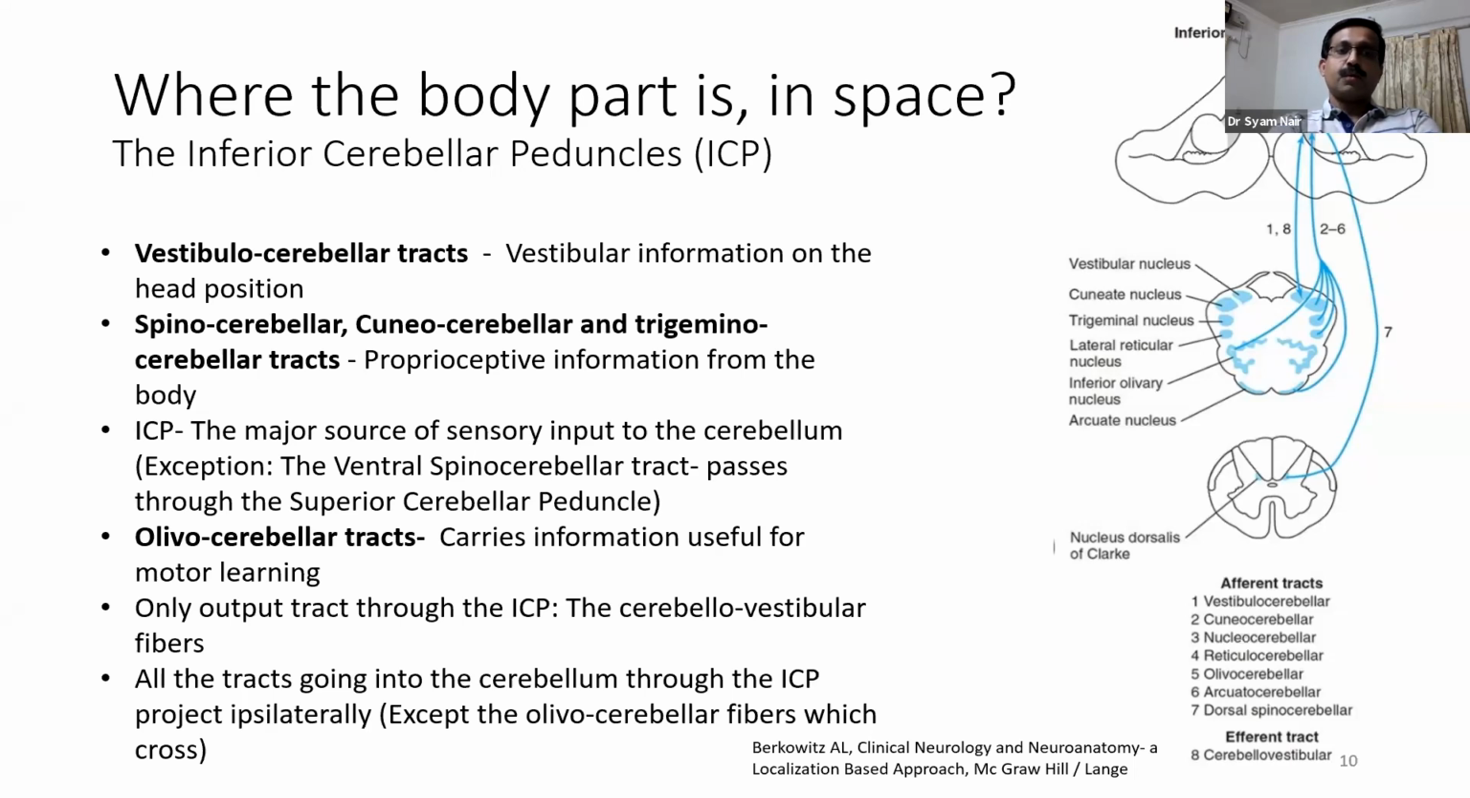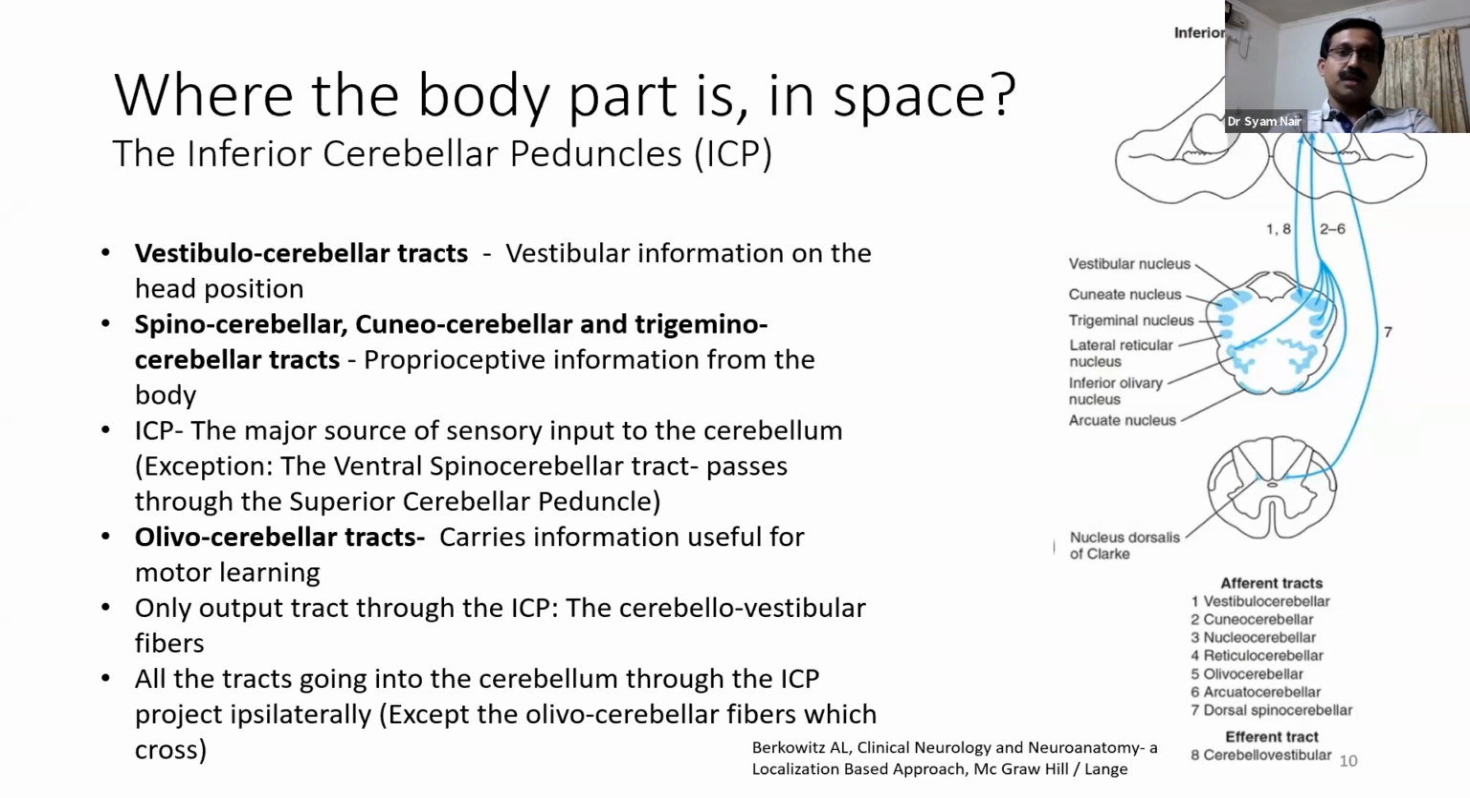The olivocerebellar tract is of special importance. It carries information useful for motor learning. The only output tract through the inferior cerebellar peduncle is the cerebellovestibular tract. We have seen that the inferior cerebellar peduncle is basically for input information to the cerebellum. There is one output tract which goes through it, that is the cerebellovestibular tract.